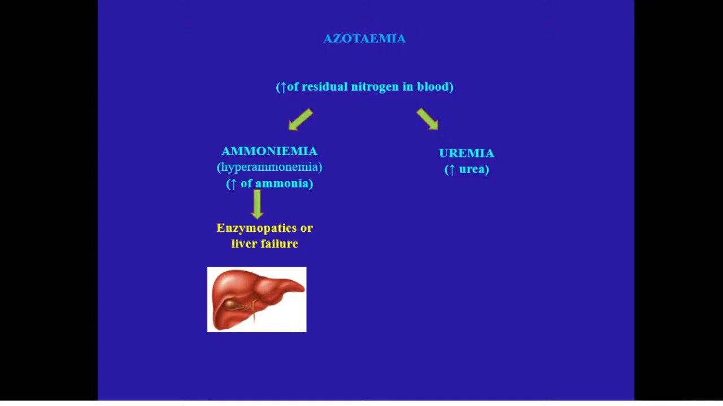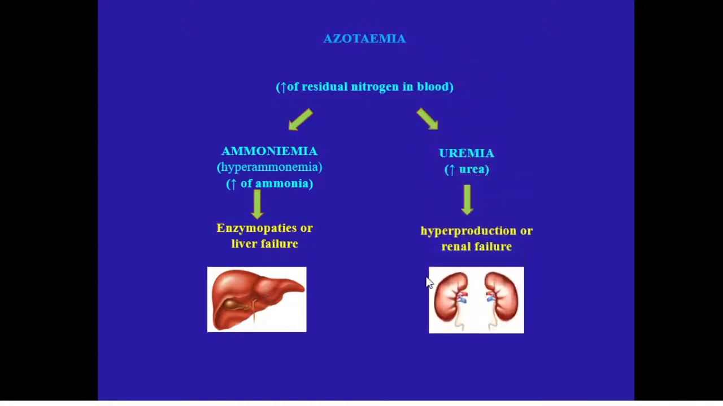In simple terms, ammoniemia can occur in case of enzymopathies of the ornithine cycle or liver failure, when the liver cannot synthesize urea from ammonia. Only the liver does this, so this is a liver problem. Exactly. And uremia is more often due to hyperproduction of ammonia by peripheral cells, because the liver can increase its power to synthesize urea, but a more tragic situation is renal failure, because urea must be excreted by the kidney with urine.